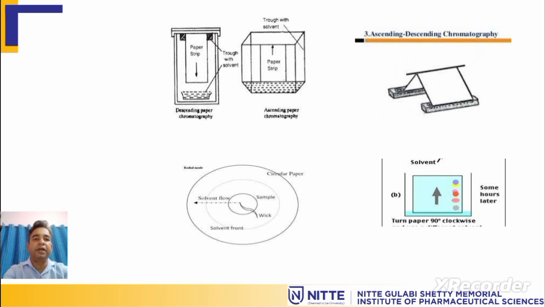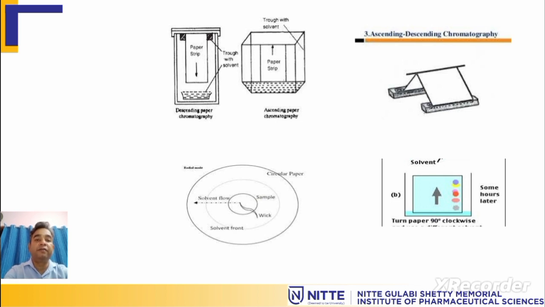In ascending development you can see here, the solvent is at the bottom, and the paper is kept or dipped into that, and the solvent, or the mobile phase, is flowing against the gravity. The solvent moves with the help of capillary action, and it is a very slow process, so it is time consuming.